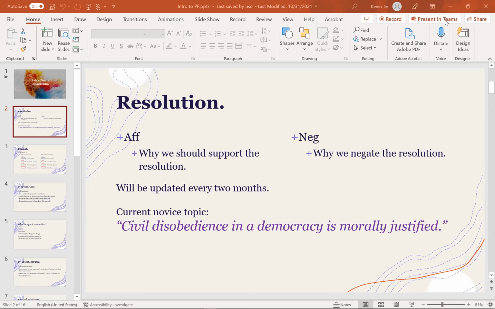And this will be updated every 2 months on the local and national circuits. But if you're a club debater, then it might vary. If you're just going for high school debate, then the resolution will be updated every 2 months so that you have a chance to debate a new resolution that's more fun and just better overall.